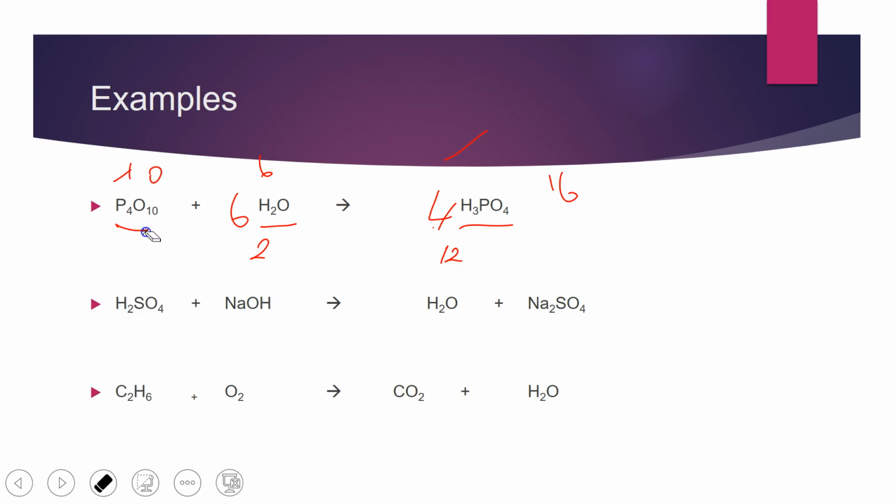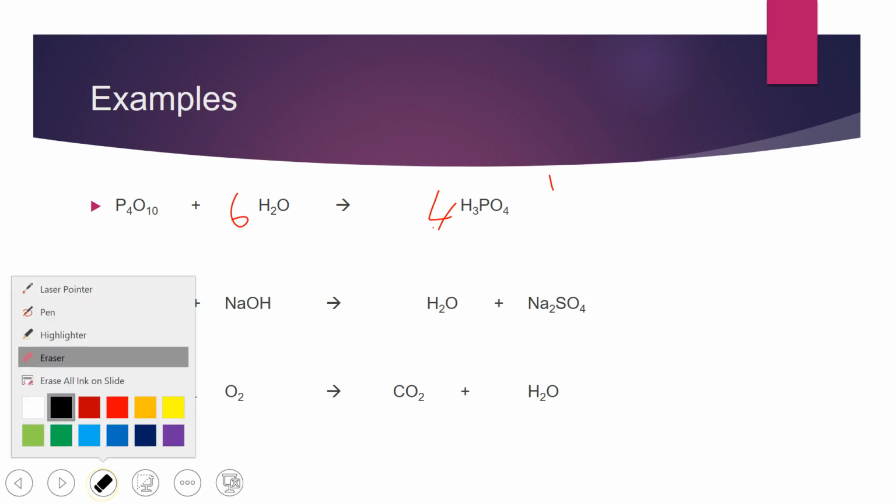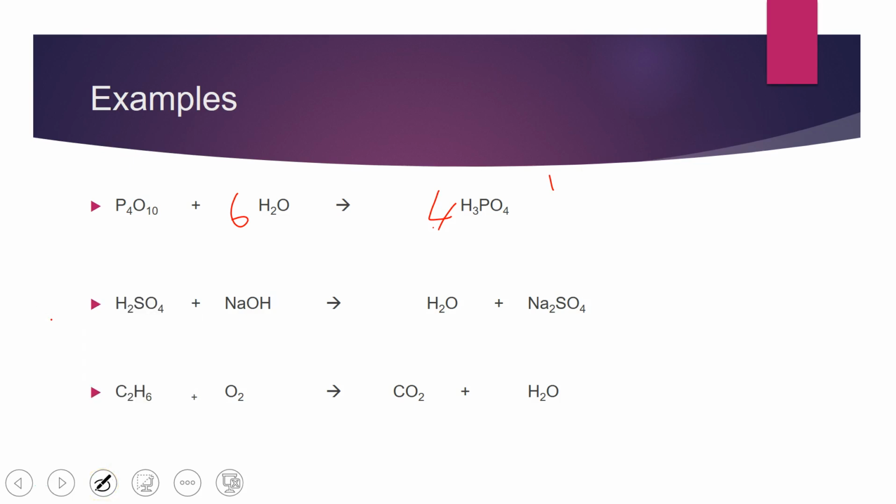So if we get rid of all our little marks for thinking here, I can now see that I am balanced. The last thing I need to do is to put in my states, and P4O10, like most oxides, will be a solid, water is a liquid, and then H3PO4 is going to be aqueous because it's an acid. Okay, so that's the first one done. Have a pause, try and balance the other ones, and then come back and see what the answers are.